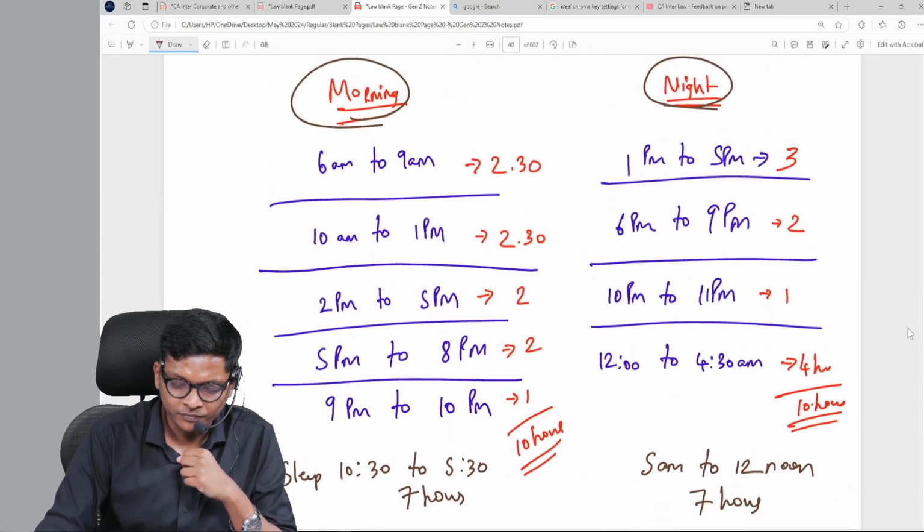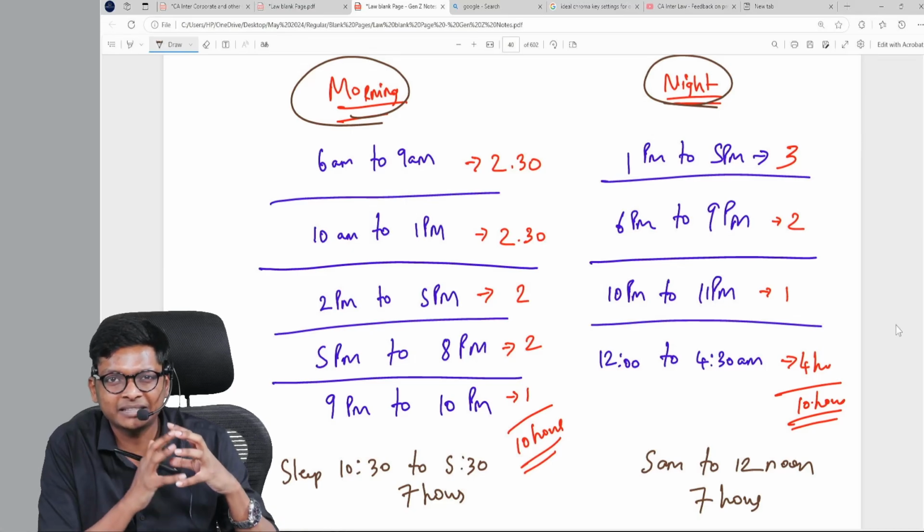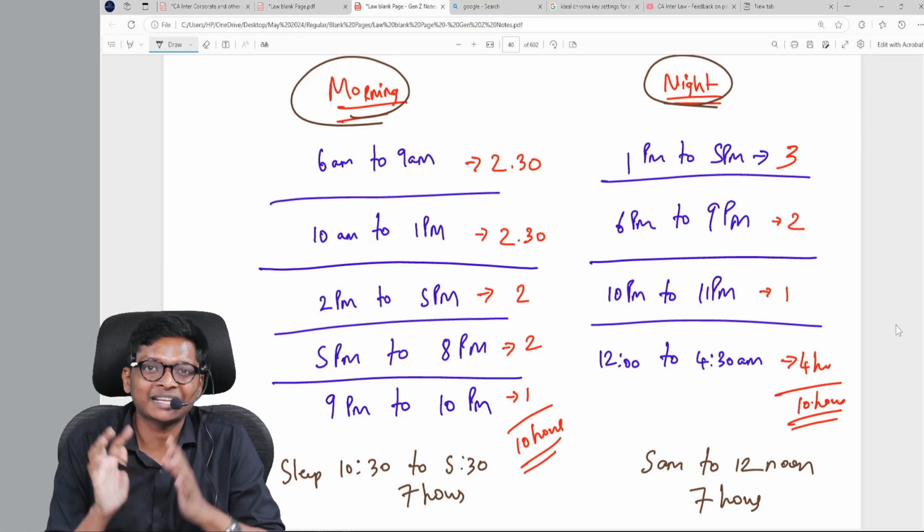Now coming to the schedule. There are two types of people. I call them morning and night people. Some people are effective in the morning, some people are effective in the night.